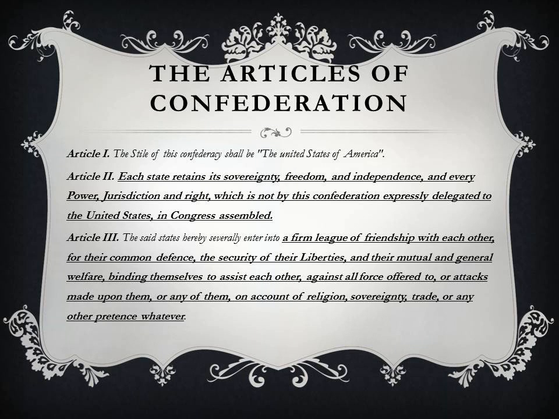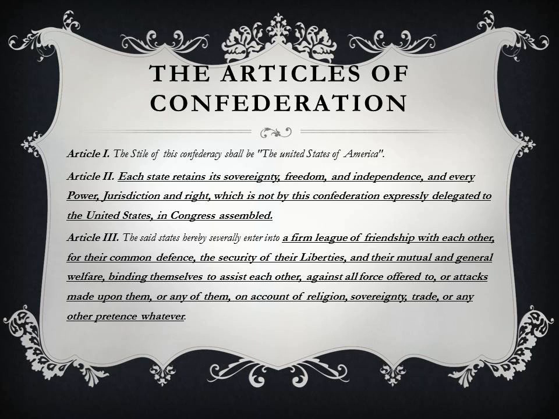Article 1, of course, the style of this confederacy shall be the United States of America. Notice, united was not capitalized. Okay? That was a given to them at that point in time. They were all sovereign nations, so they wanted to maintain that.